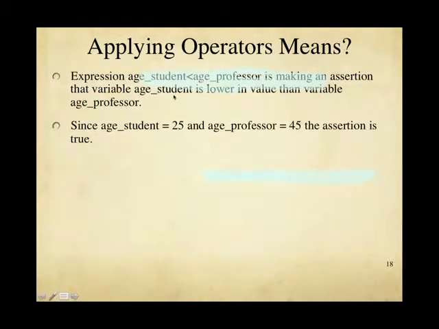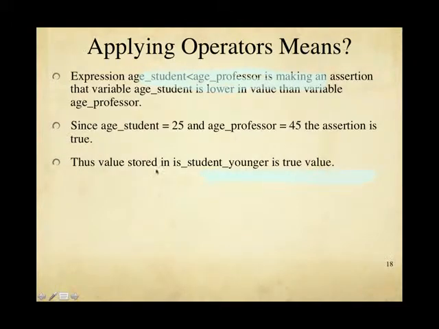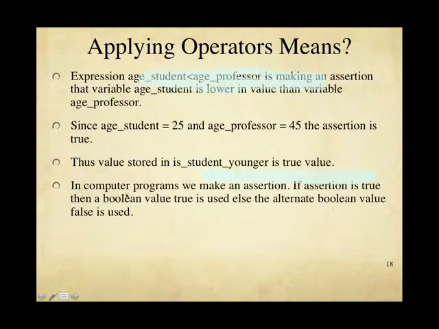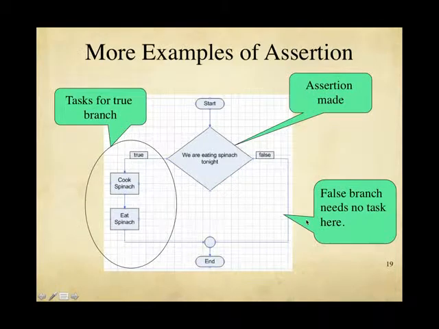And we are doing the same thing here. Expression age student less than age professor, making an assertion that variable age student is lower in value than variable age professor. Since age student is 25, age professor is 45, the assertion is true. Thus the value stored in is student younger is the true value. So in computer programs, we make an assertion. If the assertion is true, then a Boolean value true is used. Otherwise, the alternate Boolean value false is used.